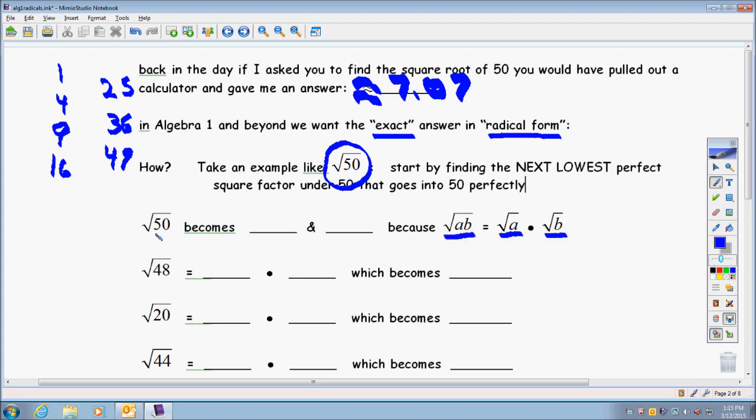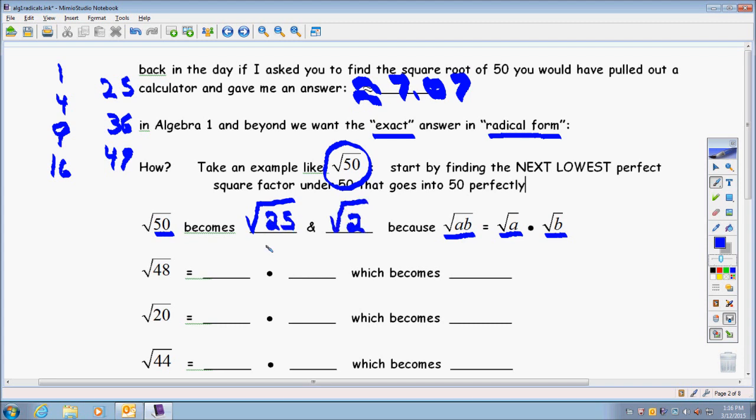I can take the number 50, and I can write it as 2 factors of 50, but one of them needs to be a perfect square. So we're going to take the number that's inside the radical, let's call it the radicand, and we're going to find the highest perfect square factor of 50. And of course, that's 25. So I'm going to rewrite 50 as radical 25, and radical means square root. Radical 25 and radical 2.